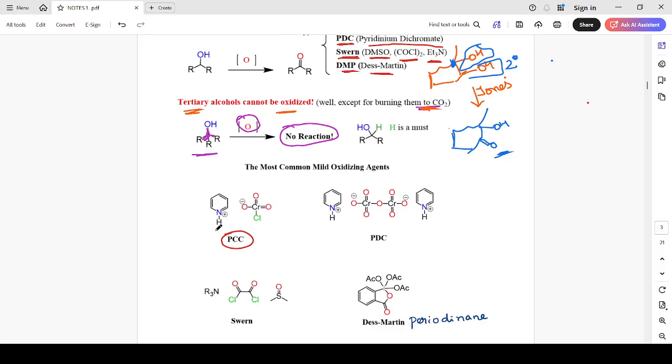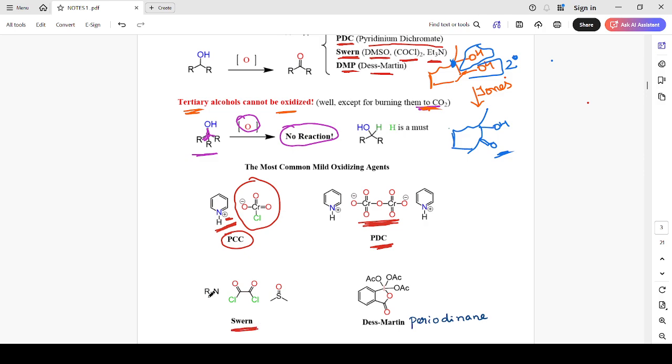Pyridinium chlorochromate. Pyridinium means it is a salt. That means nitrogen is carrying a positive charge like ammonium. Ammonium is NH4 plus, right? Similarly, pyridinium has a positive charge. Pyridinium dichromate. You can see this is chlorochromate. Here it is dichromate, Cr2O7 2 minus. You can see this. Dichromate it is.